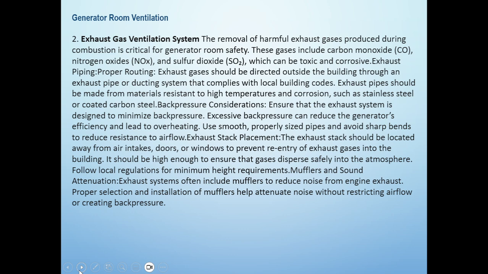Exhaust stack placement. The exhaust stack should be located away from air intakes, doors or windows to prevent re-entry of exhaust gas into the building. It should be high enough to ensure that the gas is dispersed safely into the atmosphere, and follow local regulations for minimum height requirements.